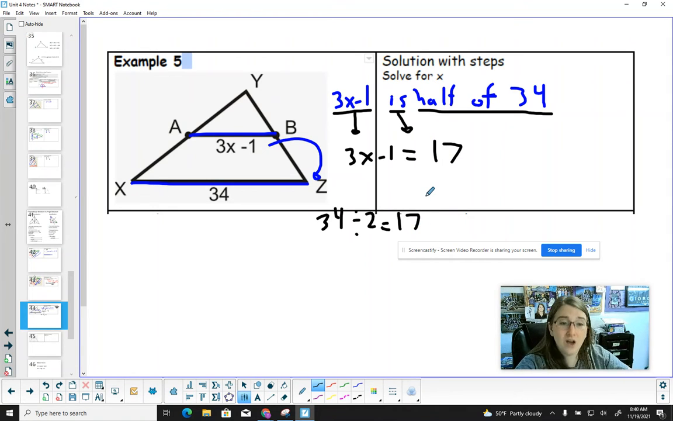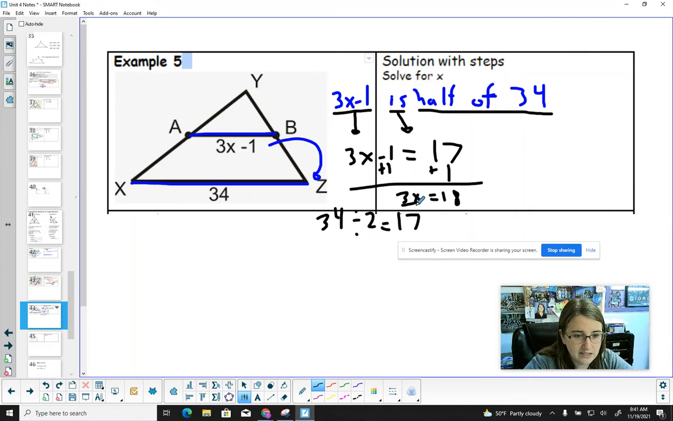So this is now a true statement. 3x minus 1 is half of 34, and half of 34 is 17. So these are equal, right? So take a second to solve that, and then we'll try it again with the next problem. So adding 1 here, this works out pretty quick and easy. 3x equals 18. I'm running out of space. You should have gotten that x equals 6.